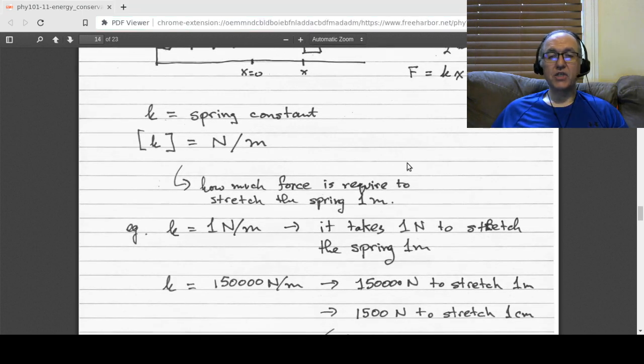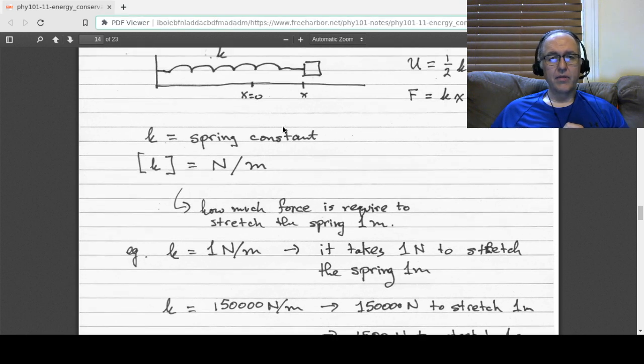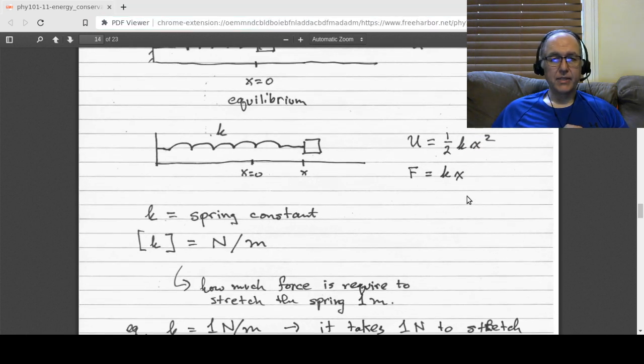And I should say something about the units here. First, what are the units of the spring constant? So the spring constant is k here, F is equal to kx. You might go, what is this spring constant? Because I'm just introducing it now for the first time. The formula basically says something like this.